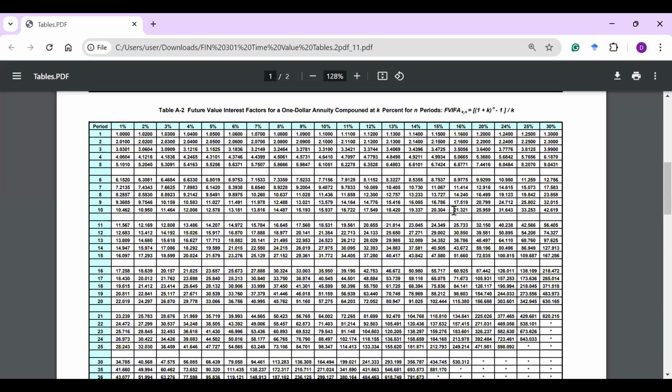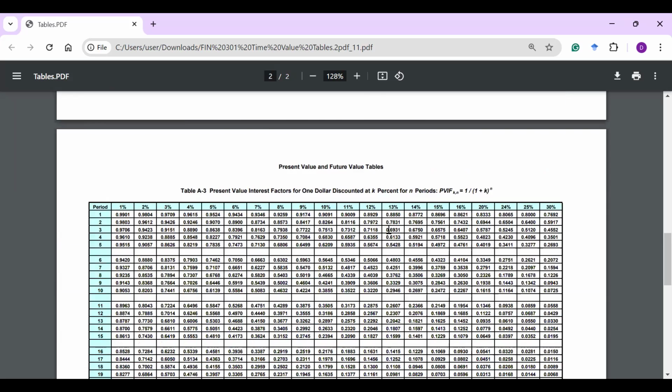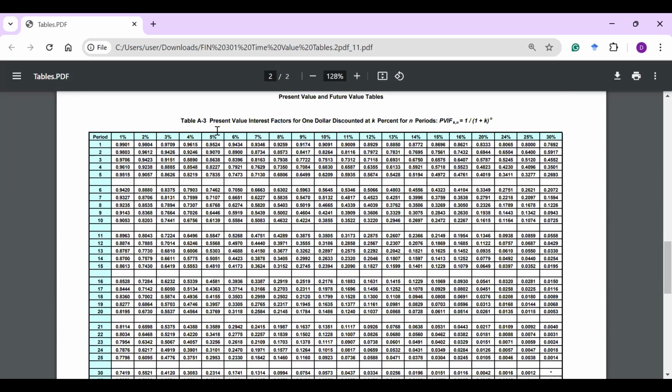On the second page, it is again the future value. This is for future value of annuity. You can see the formula. But now we are using present value of annuity, so you can see present value interest of annuity. And we have 5 years, so we are using year 5, this one. Time period is 5 years. So we are using this line.